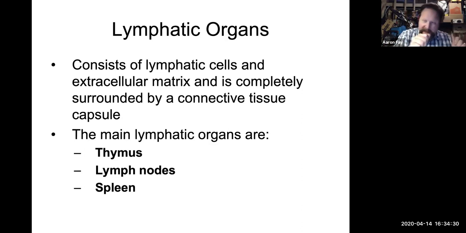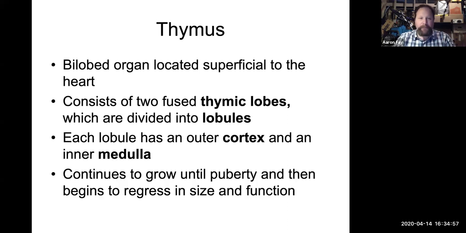We're done talking about lymphatic nodules. Now we need to talk about lymphatic organs. When you see that word organ, that tells you that you will have a connective tissue capsule surrounding these lymphatic cells. The big lymphatic organs are the thymus, remember that's where T cells go to mature, lymph nodes, and the spleen, which we talked about a little bit earlier, and you remember it had something to do with filtering blood.